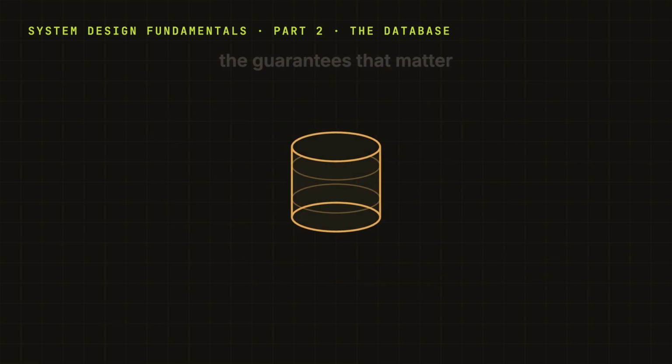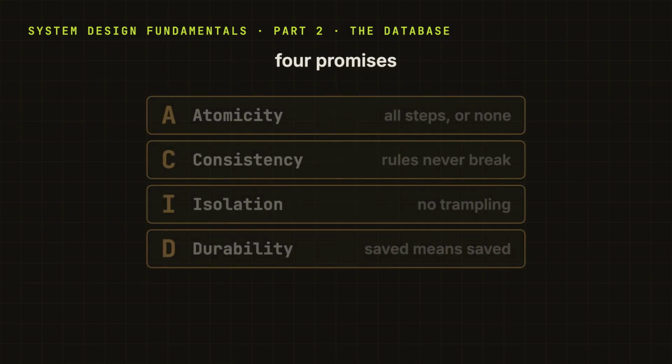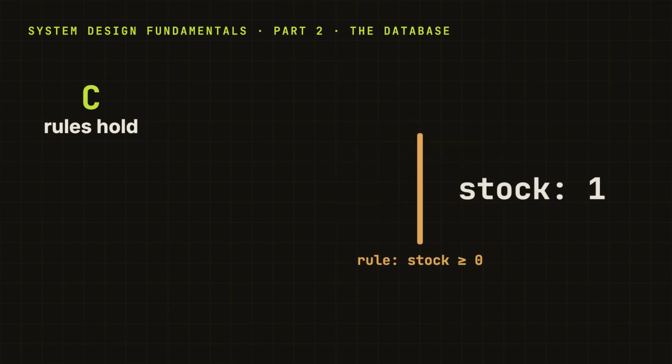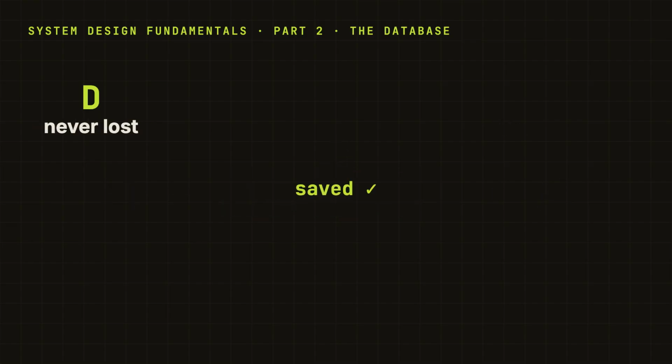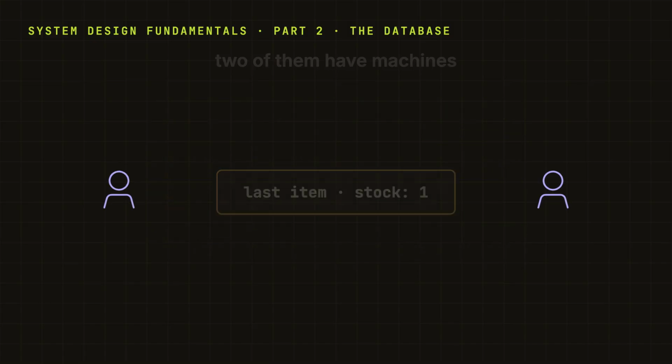Now, the single most important thing about a relational database, and a concept that underpins a lot of what follows, is that it gives you ACID guarantees. ACID is four letters and each one is a promise. A is atomicity. A group of changes is all or nothing. Either every step happens or none does. C is consistency. The database never lets its own rules be broken, like stock going below zero. I is isolation. When many people are making changes at the same time, they do not corrupt each other. Each transaction behaves as if it were alone. And D is durability. Once the database says saved, it is truly saved, even if the power goes out 1 second later.